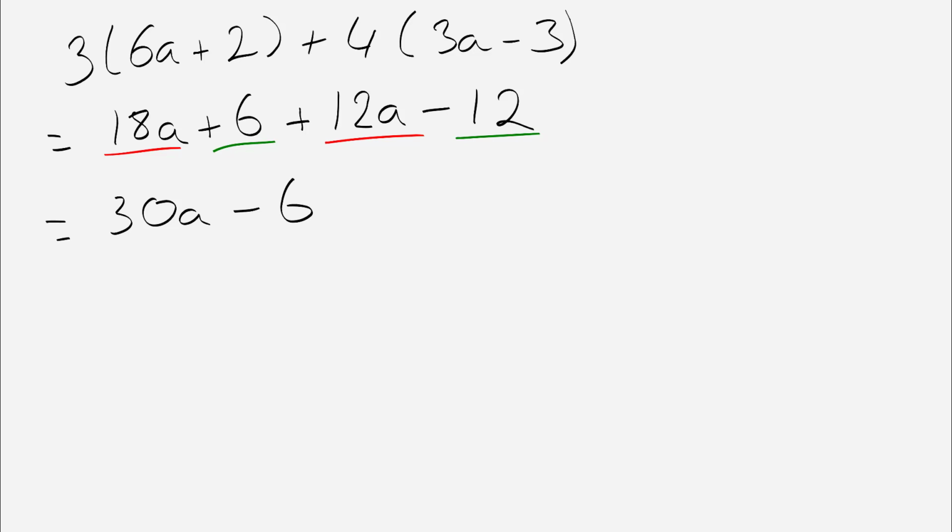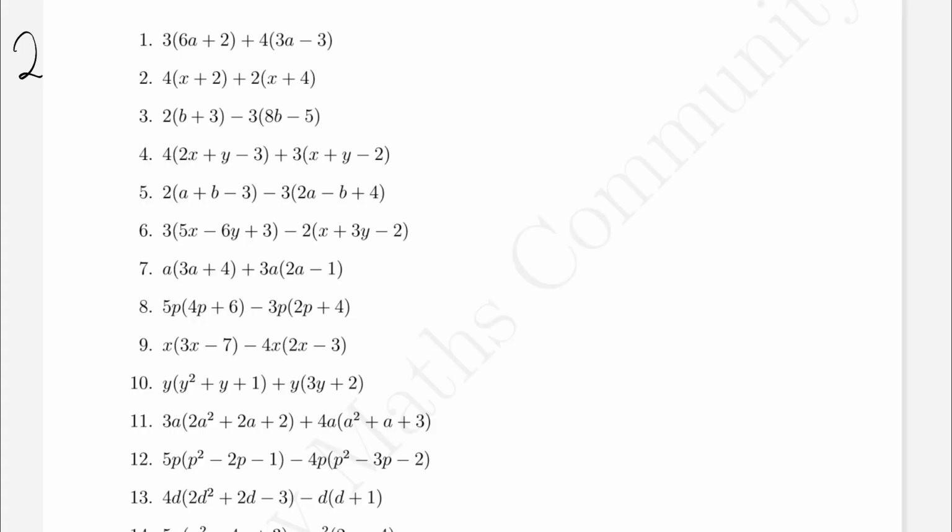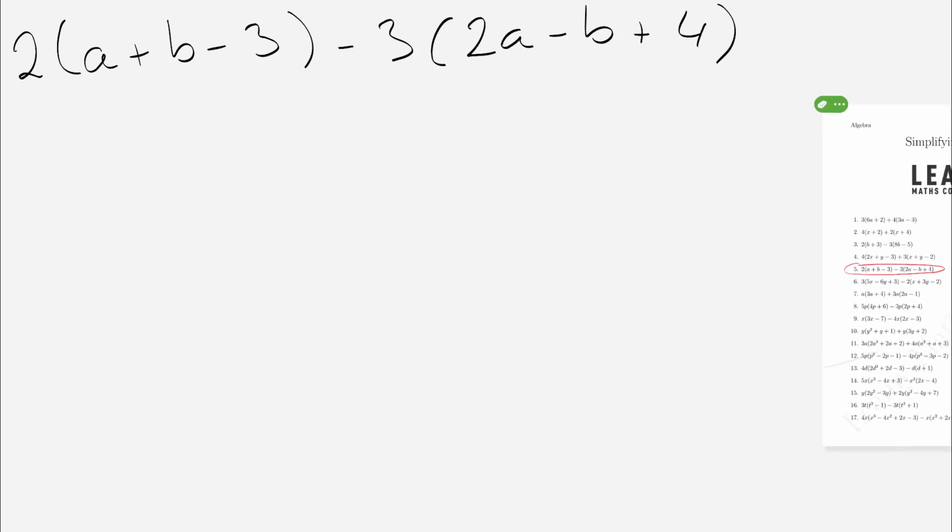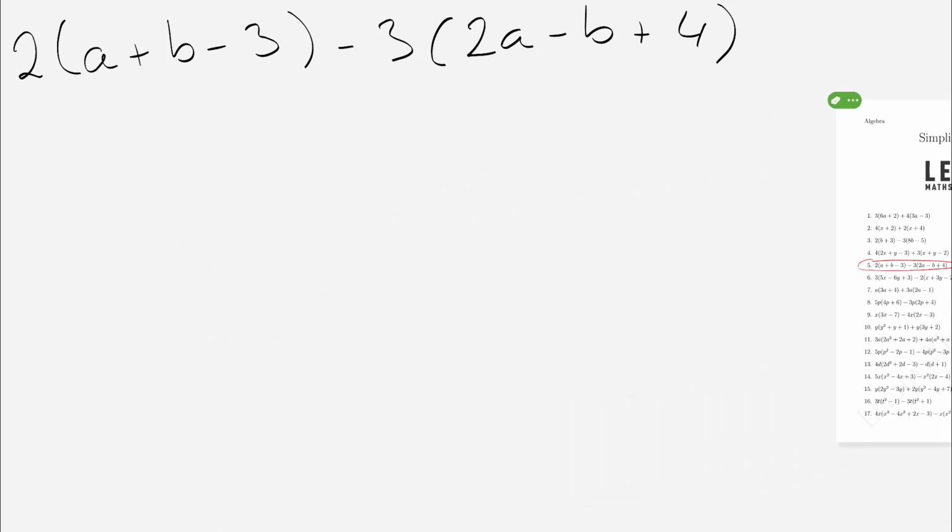Okay, let's have a look at another example here. The next one I'm going to do for you guys is this question 5 here. I've already got this one written out. So we've got 2 by a plus b minus 3 minus 3 by 2a minus b plus 4. I need to simplify this expression, tidy it up as much as possible.